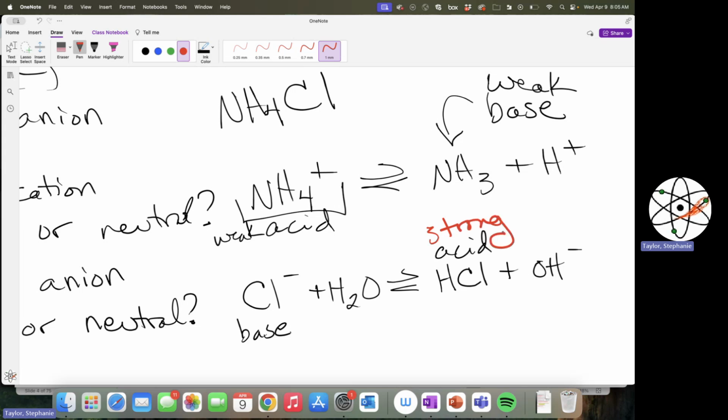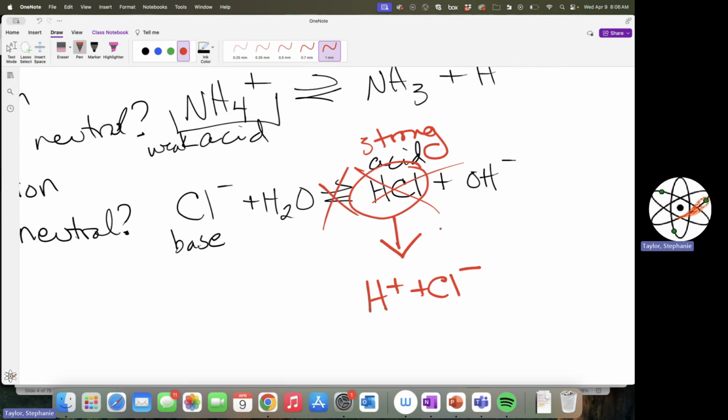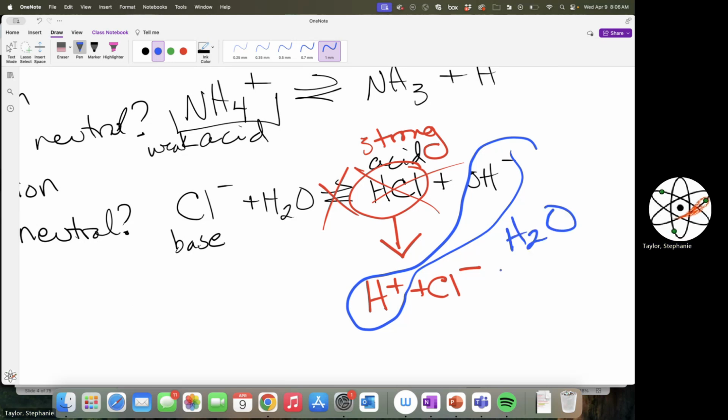This is a strong acid. Strong acids ionize 100%. So this thing immediately goes to make H plus and Cl minus, which means that this doesn't really stick around. I don't really actually have this because if that HCl was created, it would immediately fall apart. And then when you look at it, I wind up with water and the chloride ion. And that's what I started with. Here's the water, there's the water, here's the chloride anion, there's the chloride anion.